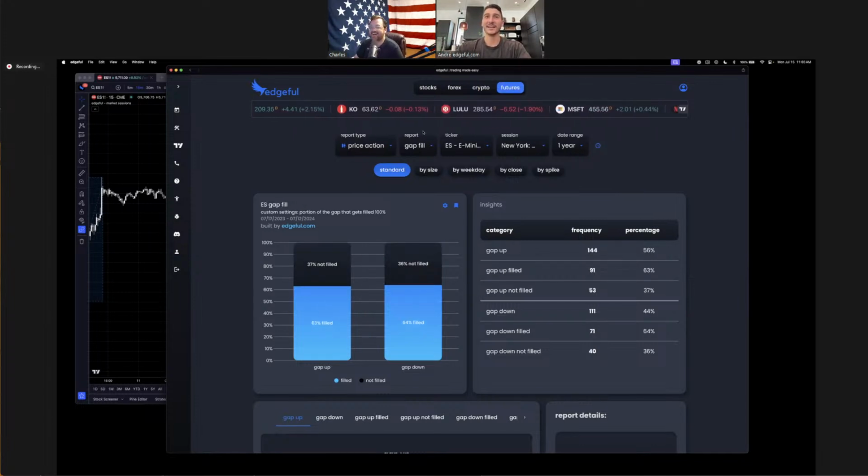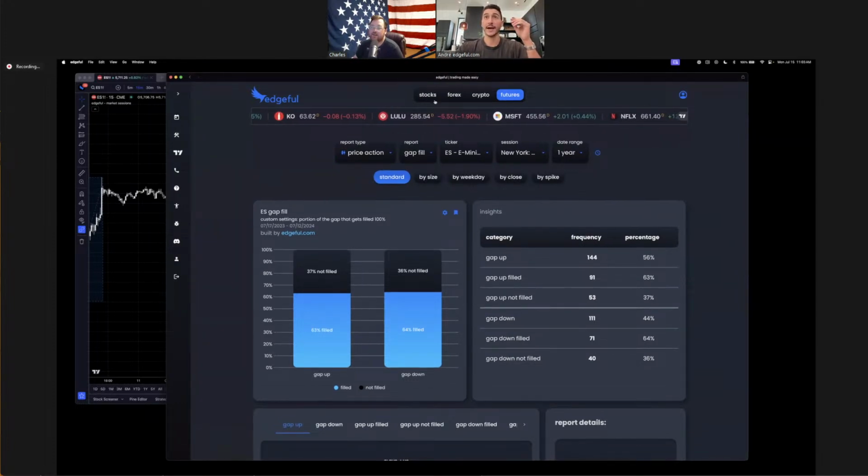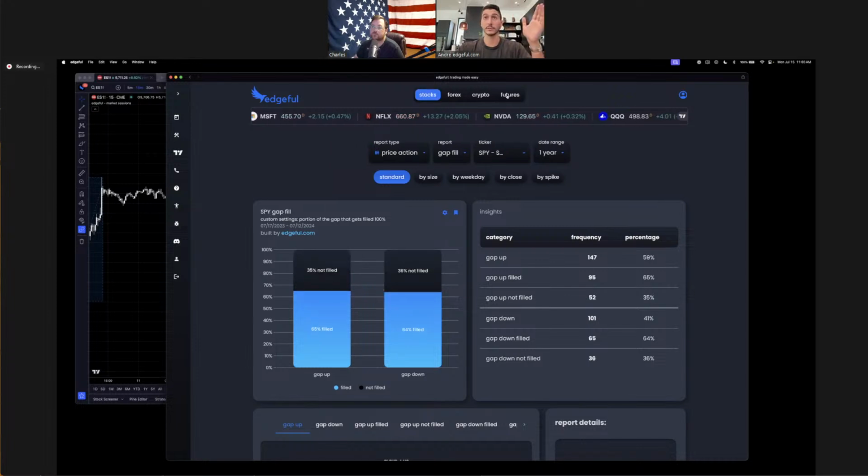So up here is your asset selector. If you're trading stocks or options, you want to be in the stocks area. If you're trading Forex, click on Forex. Crypto, obviously crypto, and futures. This is very popular right now. Futures are kind of blowing up. The way you switch back and forth is simply one click.